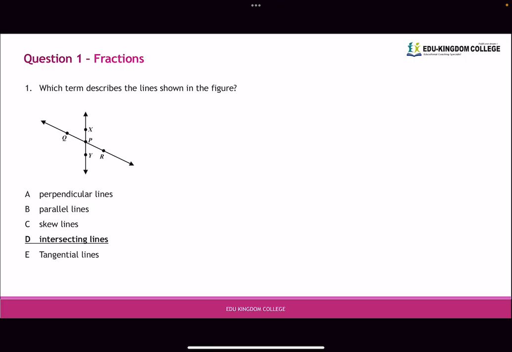Now, let's get into the questions. Question 1 is not a fractions question. It should be a definitions question. The term that describes the lines is not perpendicular. Perpendicular would be at 90 degrees. Parallel would be like this.